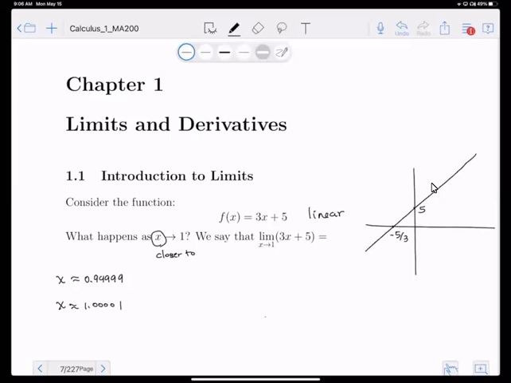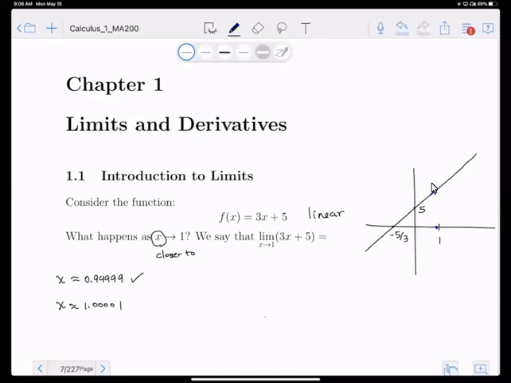The question is, when x is closer to 1, what happens to the function 3x plus 5? So we want to see the behavior of the function when x is approximated to 1. The important part of this question is that x is not equal to 1, it's closer to 1. So the first number I pick is 0.9999. So x is closer to the number 0.9999, slightly to the left side of 1.